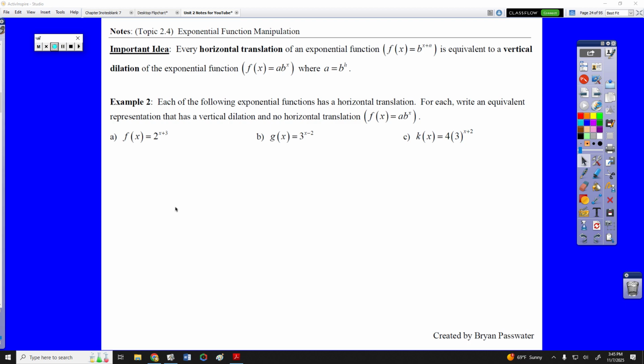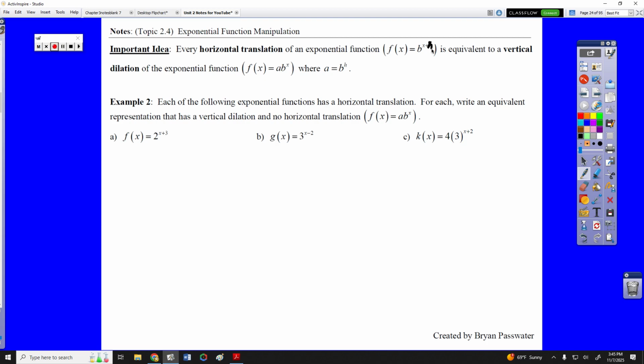Example 2. Example 2 has an important idea attached to it, and that is that every horizontal translation of an exponential function in the form f of x equals b to the x plus h, that should be an h, is equivalent to a vertical dilation of the exponential function f of x equals a times b to the x, where a is equal to b to the h power.